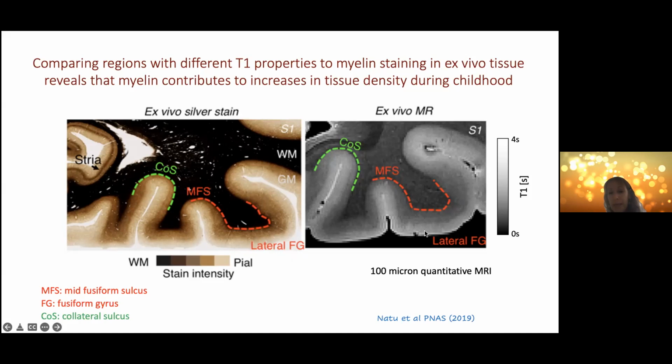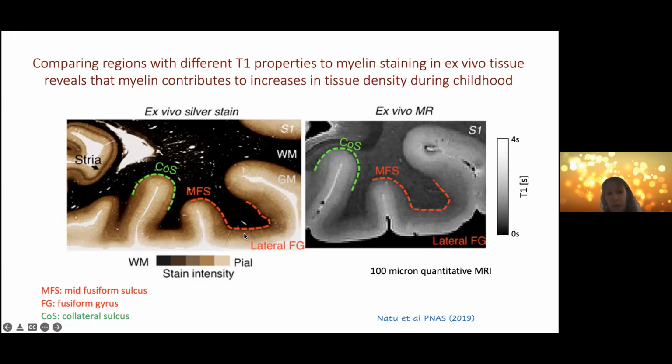And just by eyeballing, and you can look at all the quantitative analysis in our paper, you can see that as the tissue is darker, meaning it's more tissue dense, you can see that in the T1 image, this is a high resolution, it's 100 micron. And in the same sample, you can see that there's quite a lot of myelin in the cortex. In fact, if you look at the fusiform gyrus, myelin extends up to about half the cortical depth.